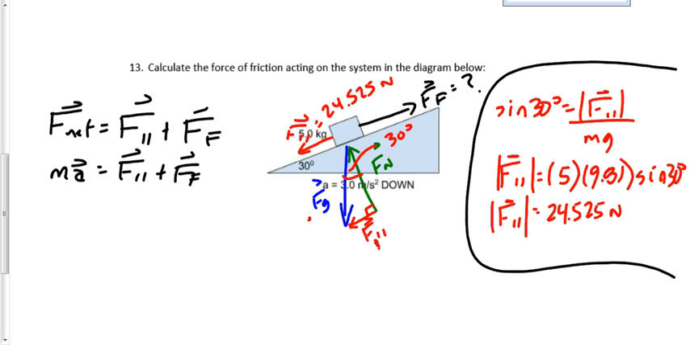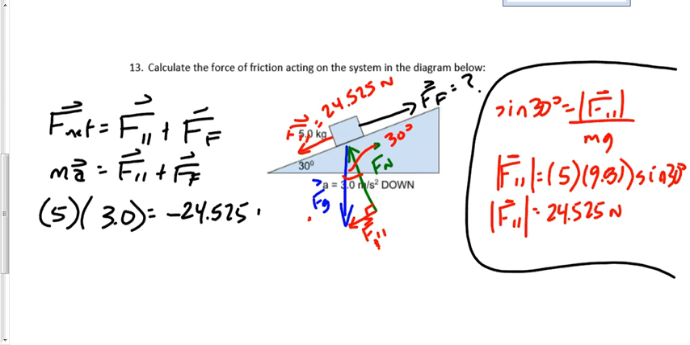Okay, ma is equal to F parallel plus FF. Mass is 5. Oh, look at this. We have the acceleration this time. It's 3 meters per second squared down the hill. So let's say 5 times 3 is equal to F parallel. Chris, we're going to make that negative again, right? We could make it positive, but if we did, then FF would be negative. I'm going to make down the hill negative.